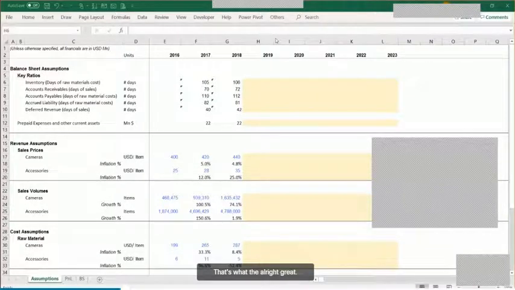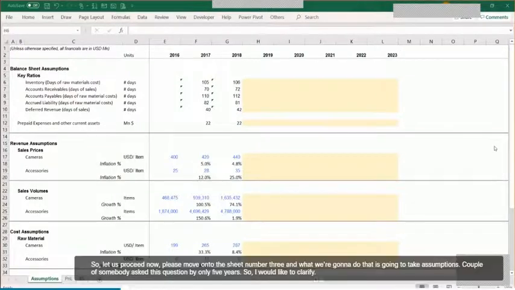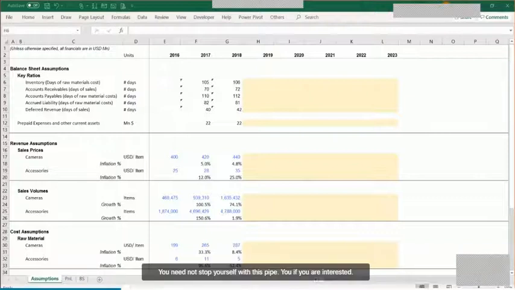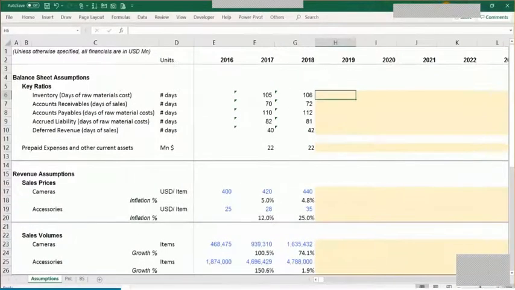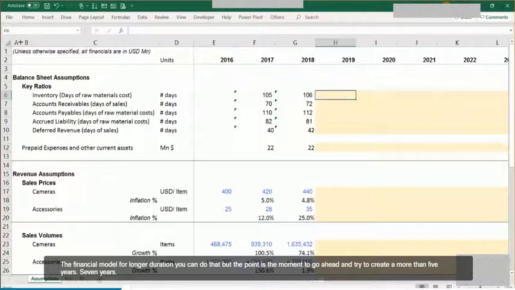All right, great. So let us proceed now. Please move on to sheet number 3. Here, what we are going to do as a next step is take assumptions for the next couple of years. Now, somebody asked why only 5 years. I would like to clarify that you need not stop yourself at just 5 years. If you are interested in creating a financial model for a longer duration, you can do that.